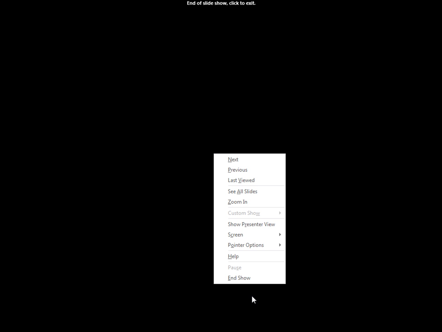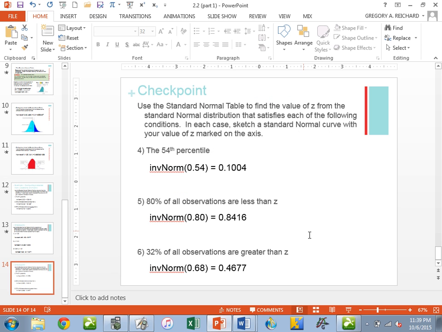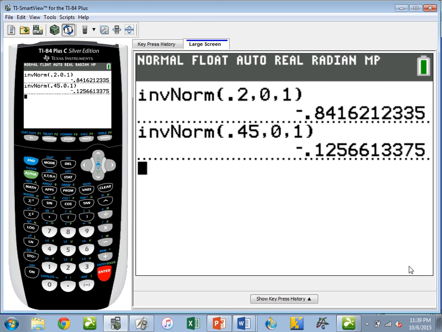So what we're going to look at next are some different applications involving normal distributions. We're also going to take a look at some applications involving some different things with the inverse norm as well.